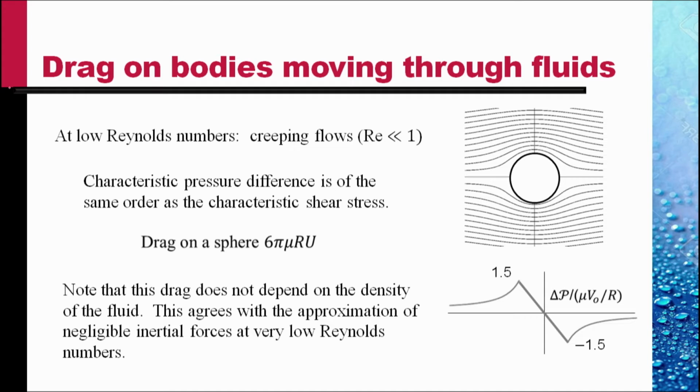The drag on this sphere is given by 6 pi mu r u, Stokes formula, of which 2 pi mu r u is because of the shear stresses on the surface and 4 pi mu r u is because of the pressure differences. The pressure is antisymmetric. The pressure at the nose of the body is positive. The pressure at the tail of the body is negative.